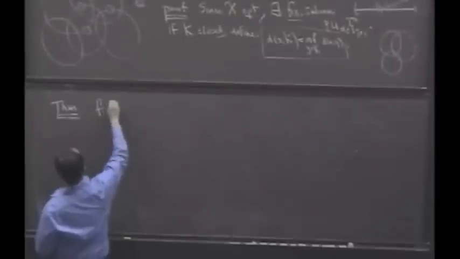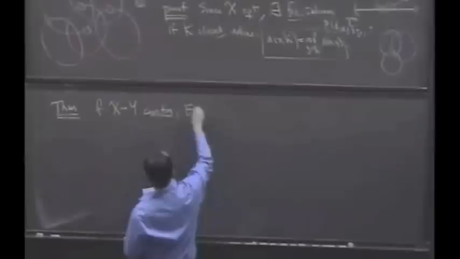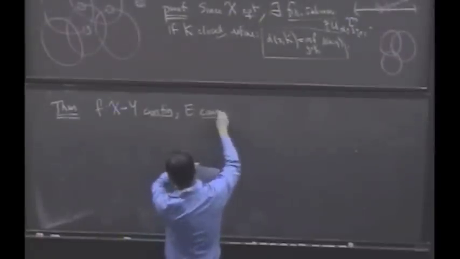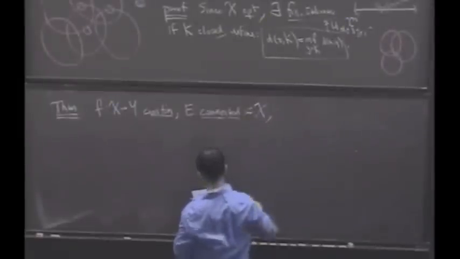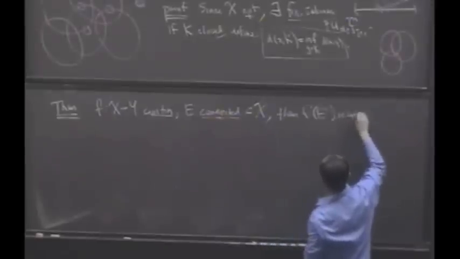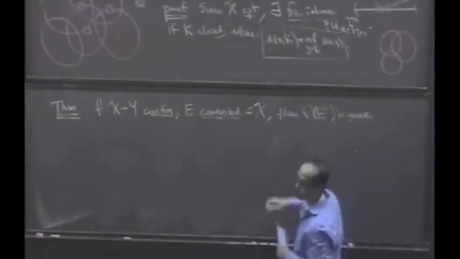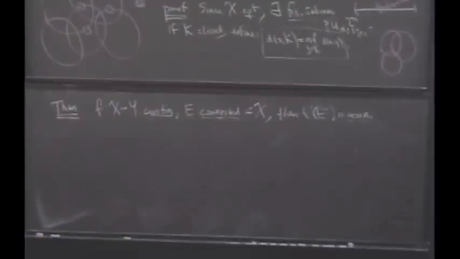So suppose f from x to y is continuous, and E is, let's say, a connected subset of x, then f of E is connected. Very believable result, right? You can't continuously deform a set into something that's not connected without introducing a discontinuity, right? How are we going to prove this?